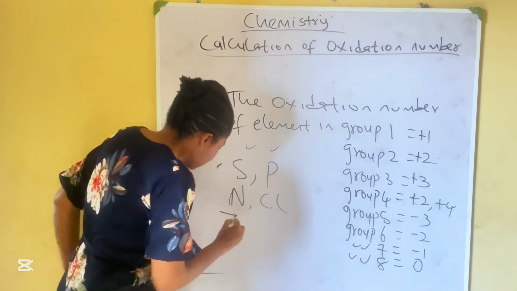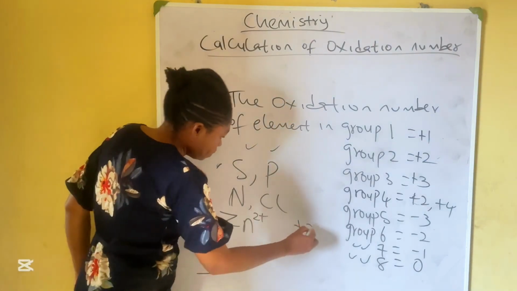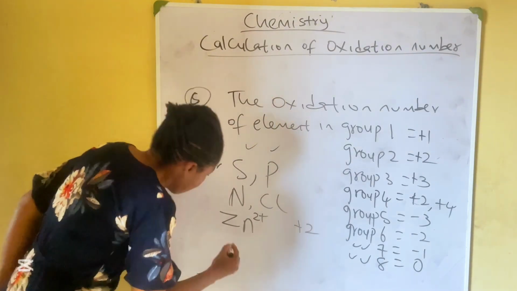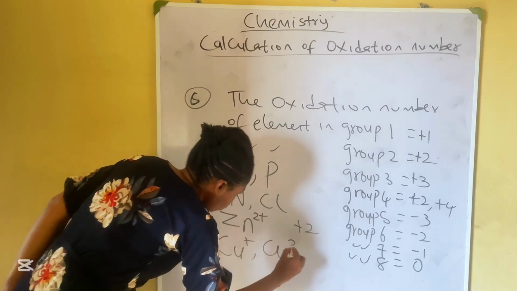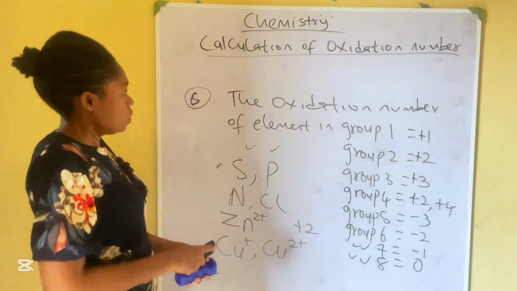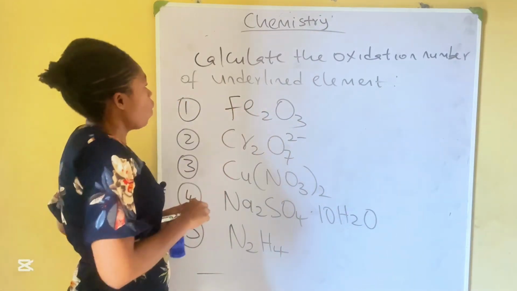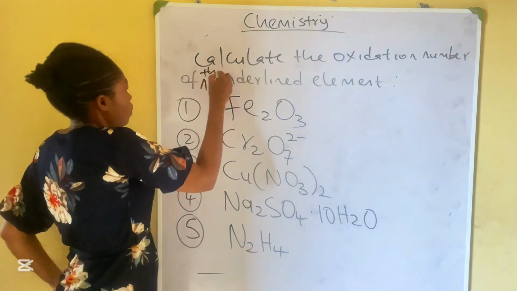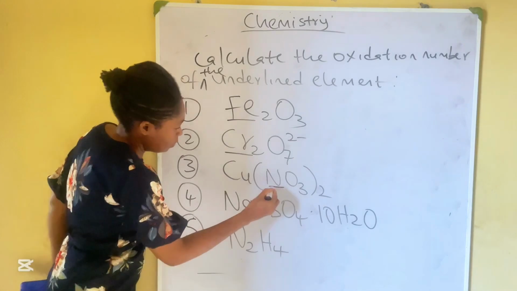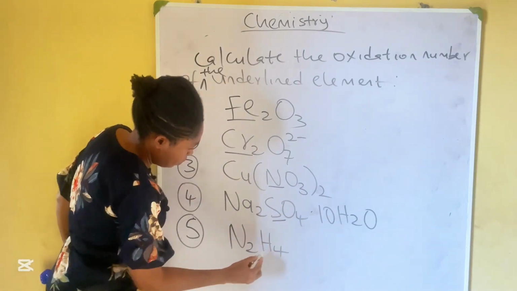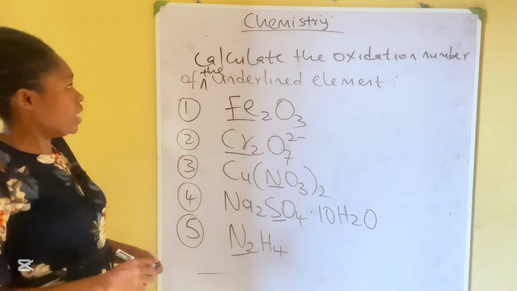Some metals like zinc, okay, the charge on zinc is what? 2 plus. So the oxidation number of zinc is what? Plus 2. Some metals have more than one oxidation number. You can see copper: this is copper 1 and this one is what? Copper 2. Solve some calculations. Calculate the oxidation number of the underlined element, of the underlined elements. Okay.